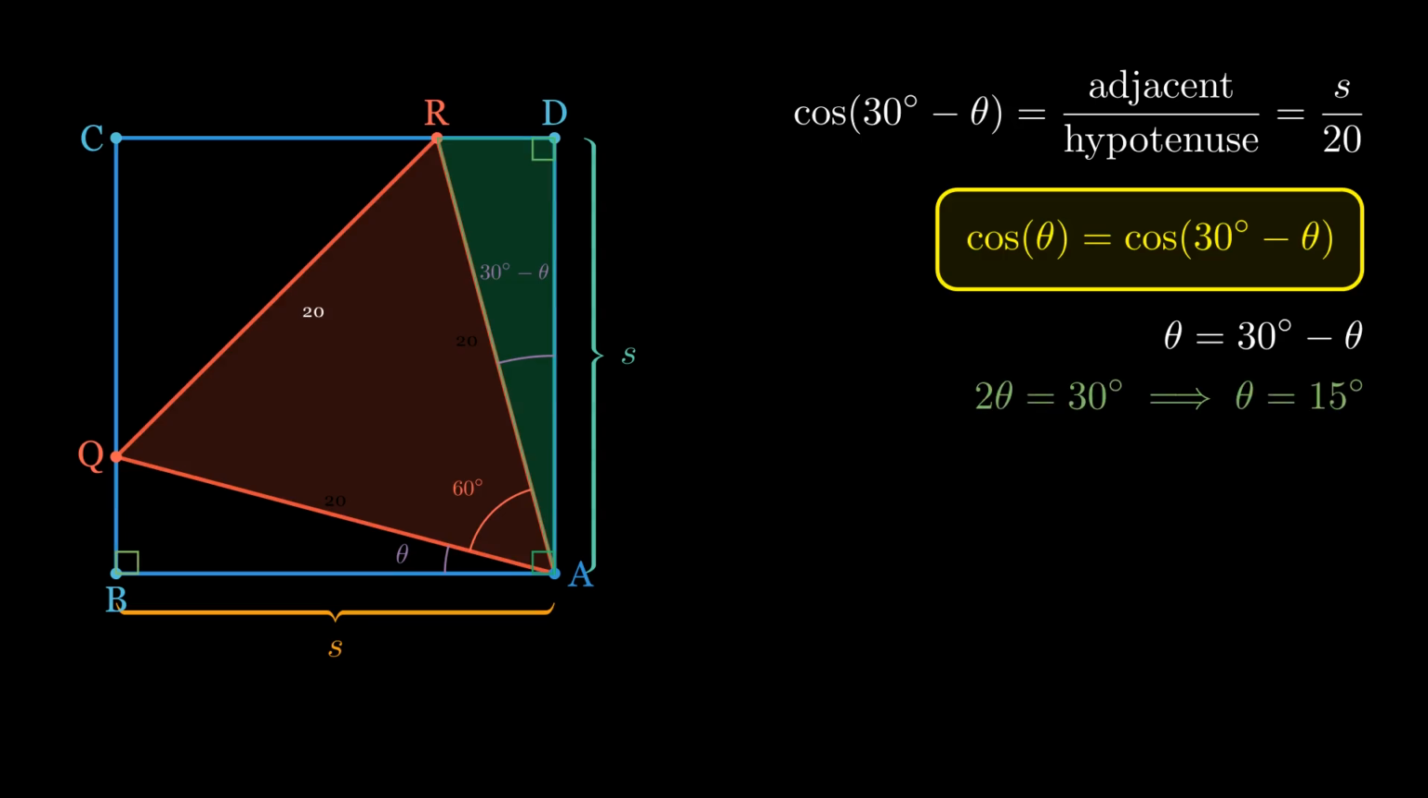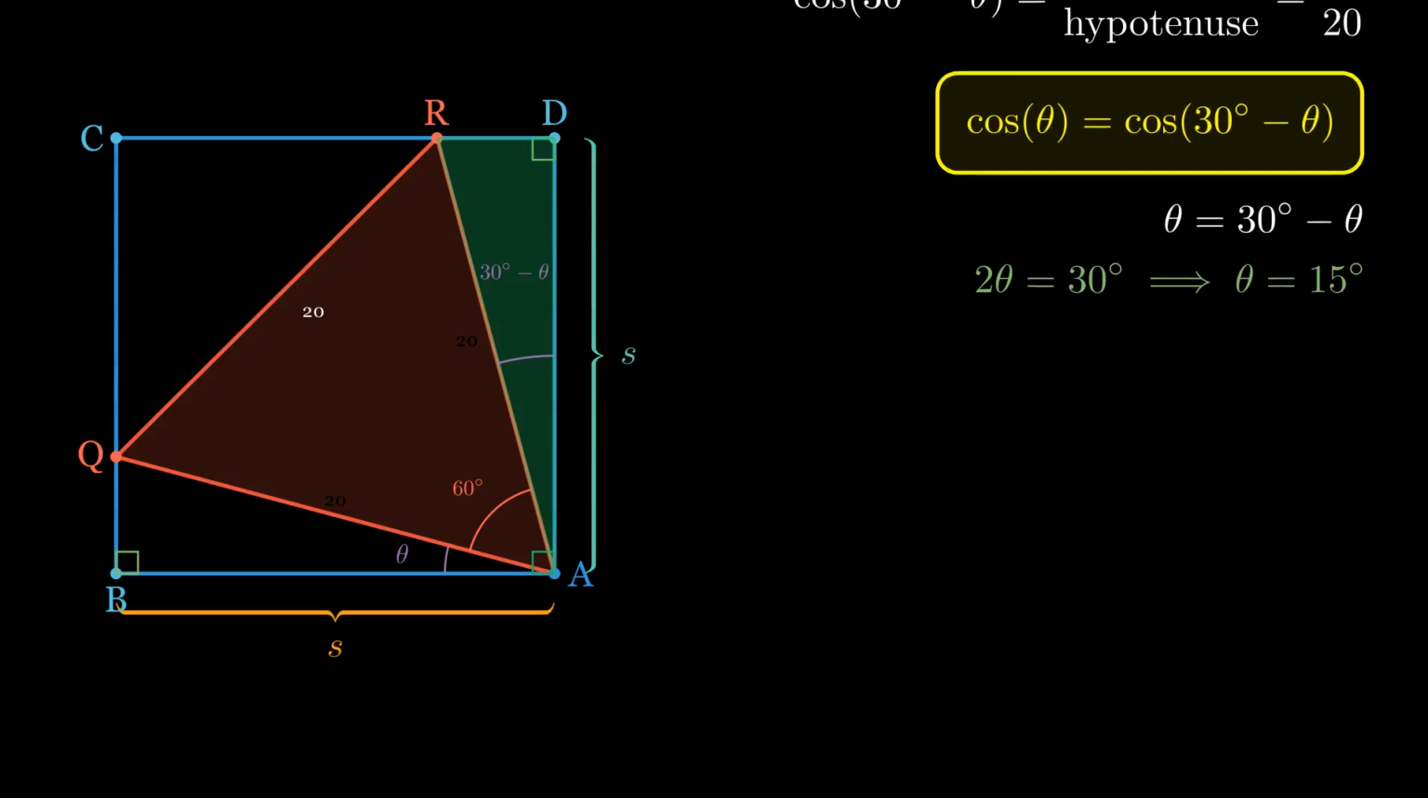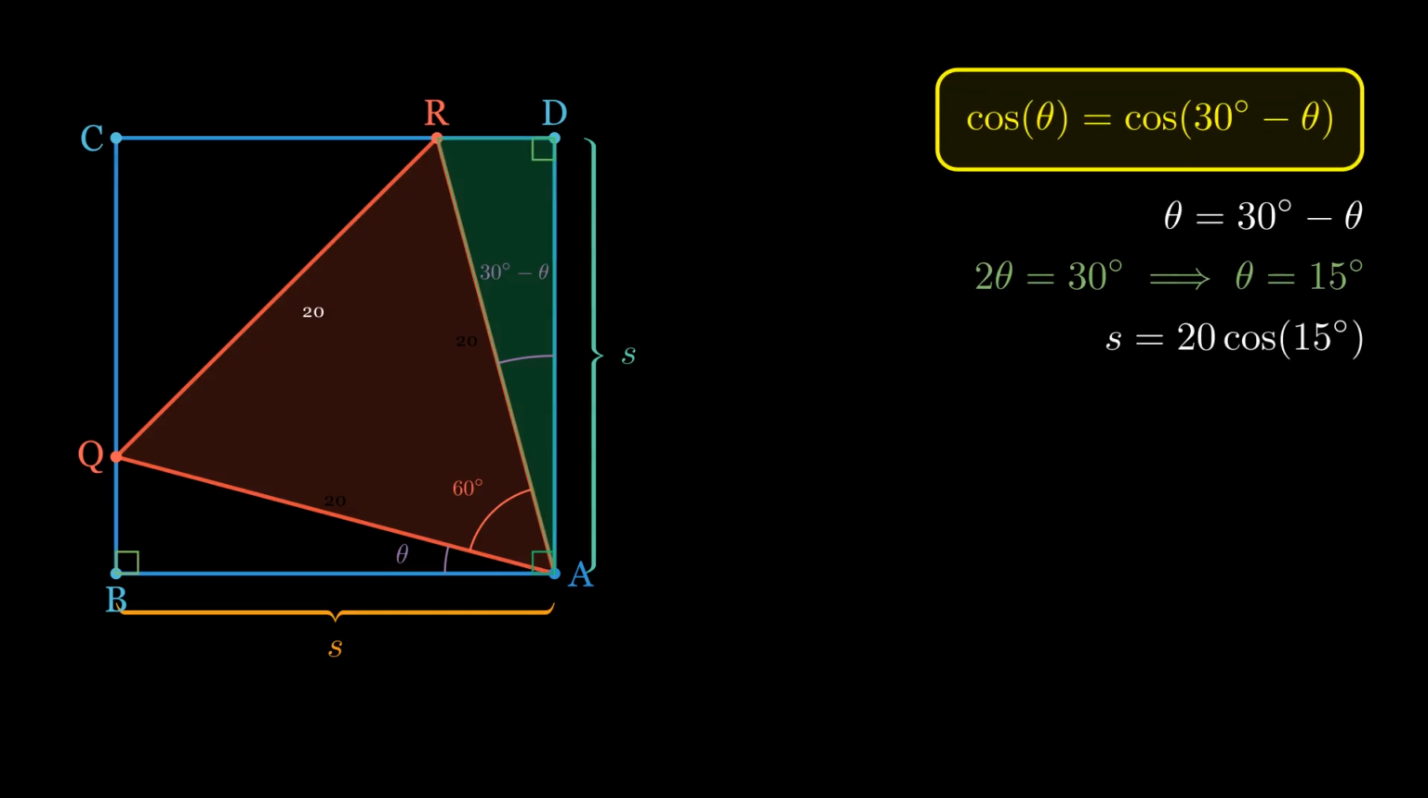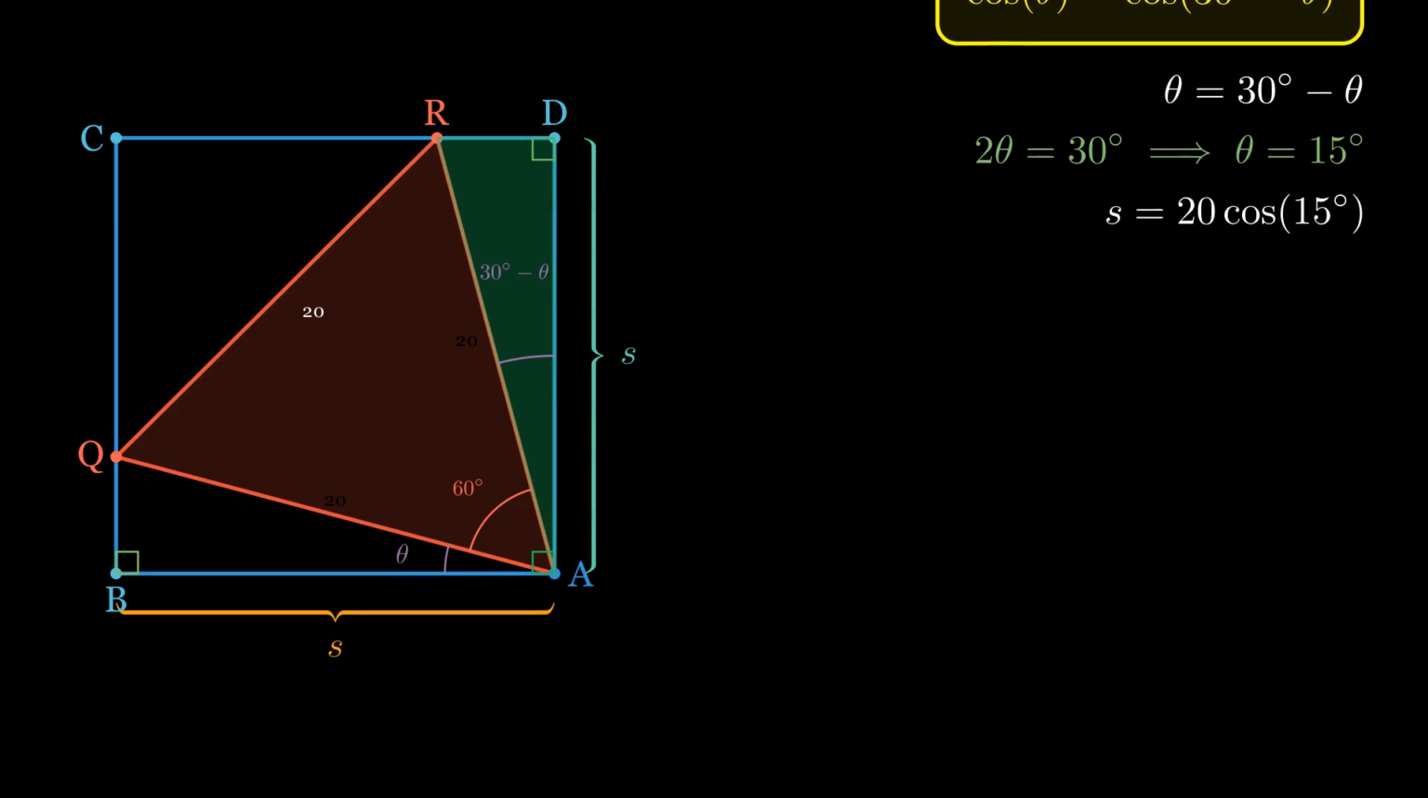Solving this simple equation by adding theta to both sides, we find that 2 theta equals 30 degrees. Therefore, theta is exactly 15 degrees. Now that the angle is known, finding S is straightforward. We substitute 15 degrees back into our first equation. S equals 20 times the cosine of 15 degrees.